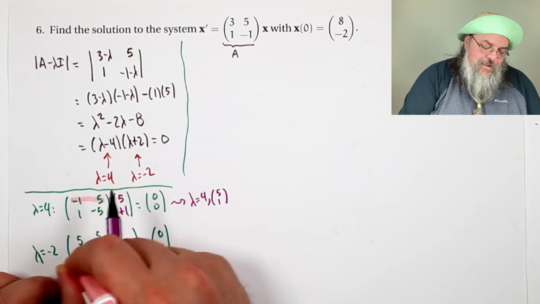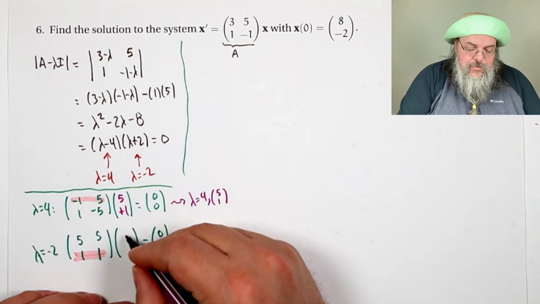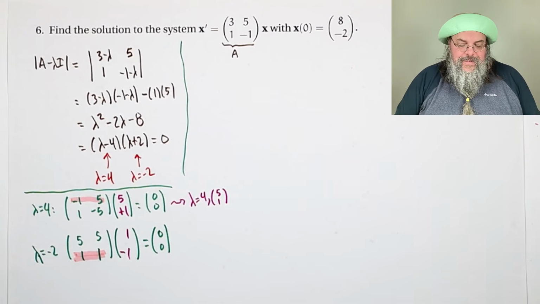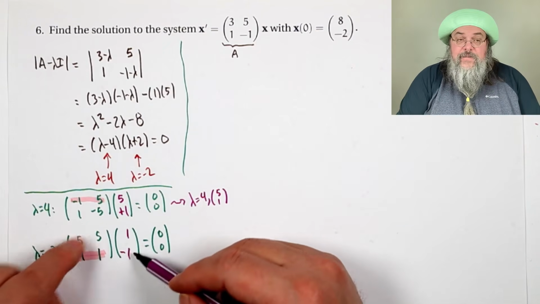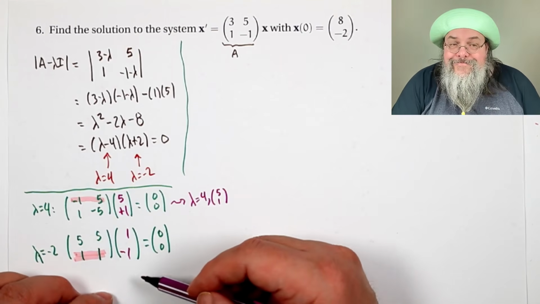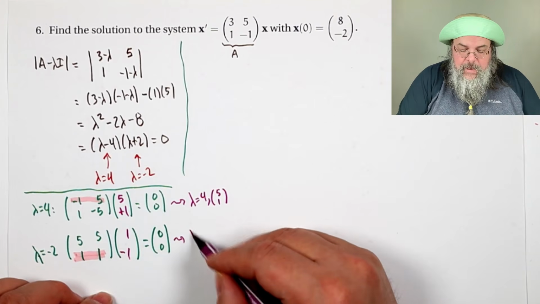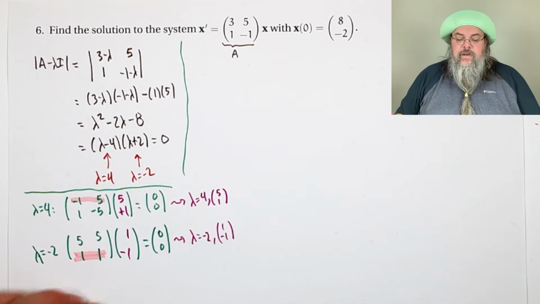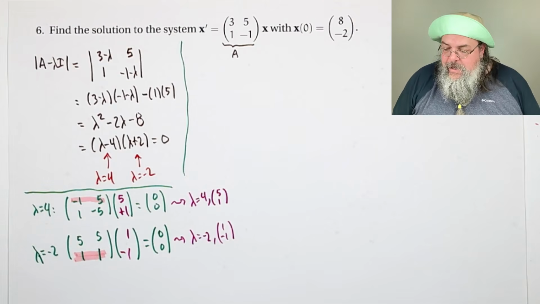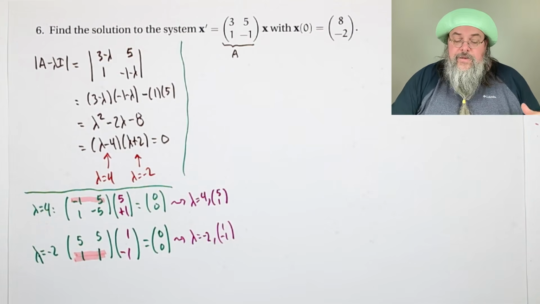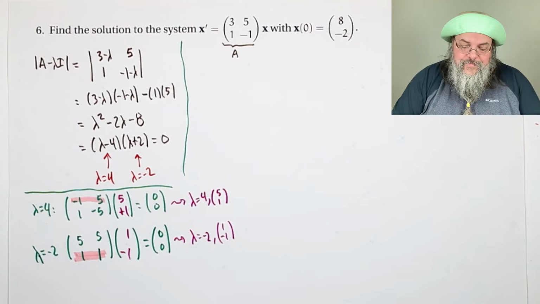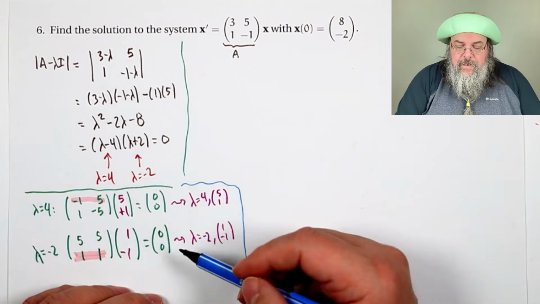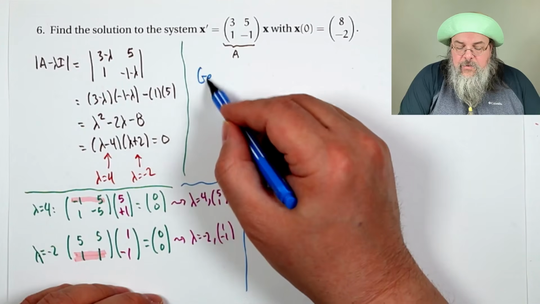You probably even see it without me going through the whole process, right? Pick a row, flip an entry. So I claim (1, minus 1) does it. And you can work it out: 5 minus 5 is 0, 1 minus 1 is 0. So for lambda equals minus 2, go with (1, negative 1). All right. Now, with that out of the way, what's our general form? So we found eigenvalues, we did eigenvectors, and we moved to general form.